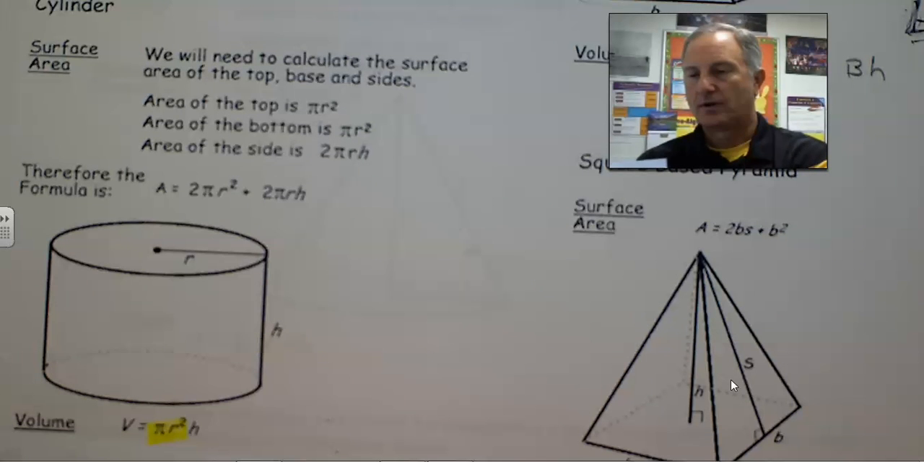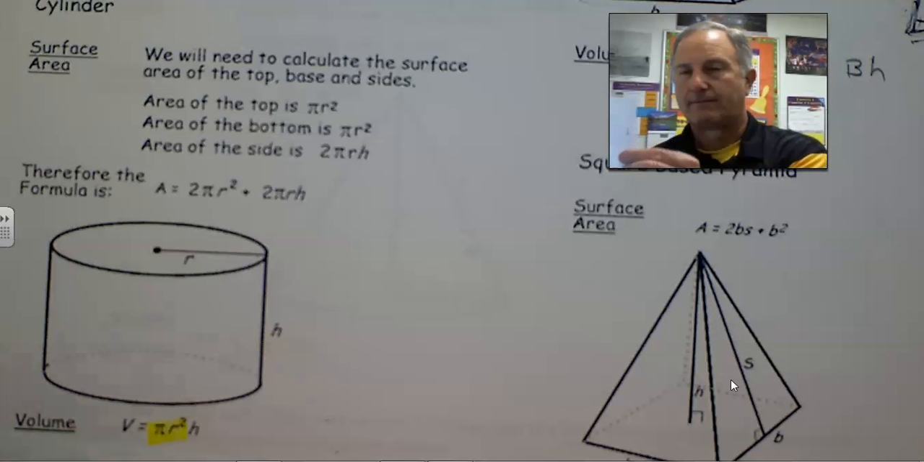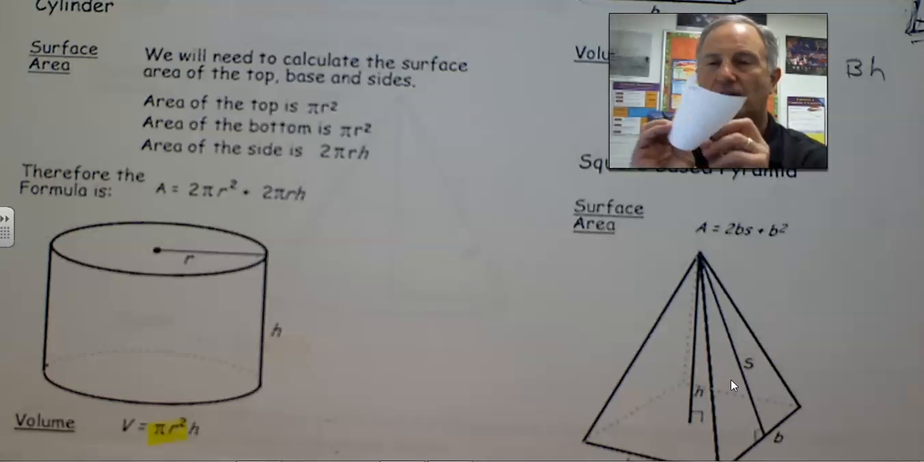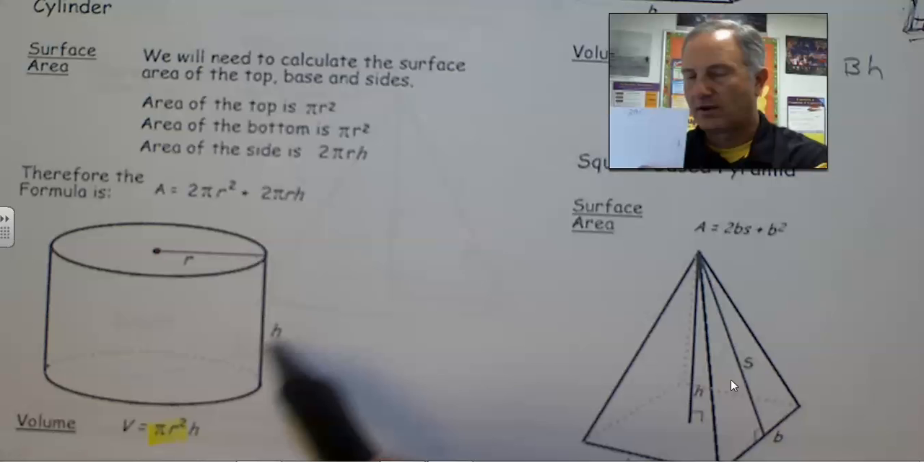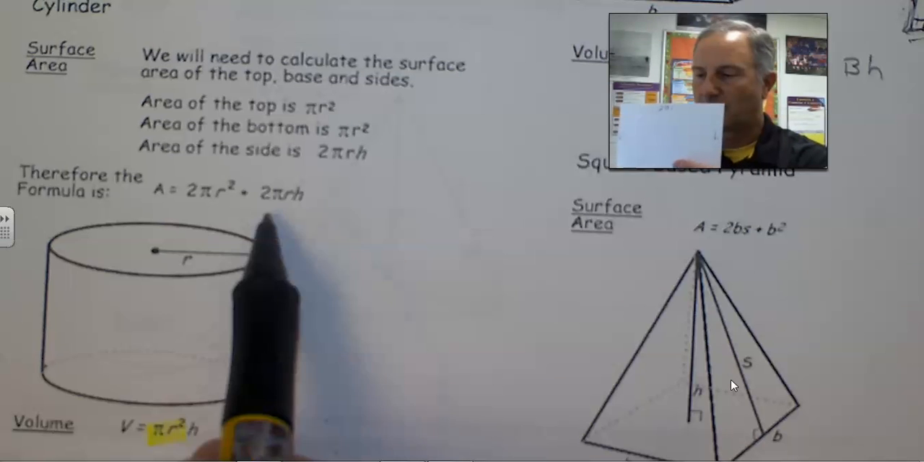When I open it up, I get that. I don't know if you can see that. That's 2 pi r. That's my height. When I take this cylinder and I cut it this way, I open it up. This side that wraps around here is really a rectangle. And the area of that rectangle will be 2 pi r times h. That's where that comes from.